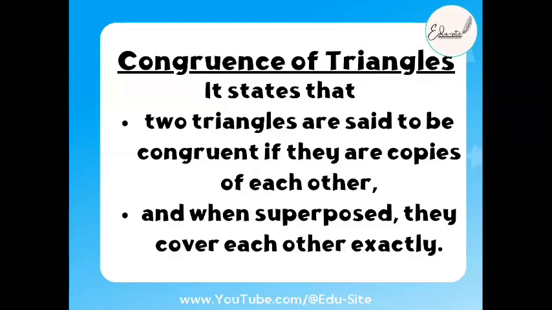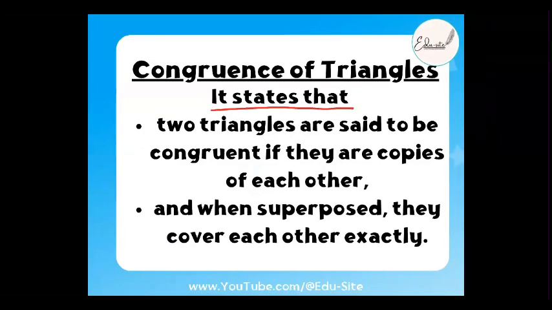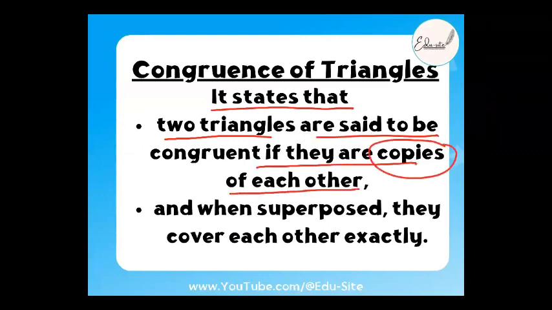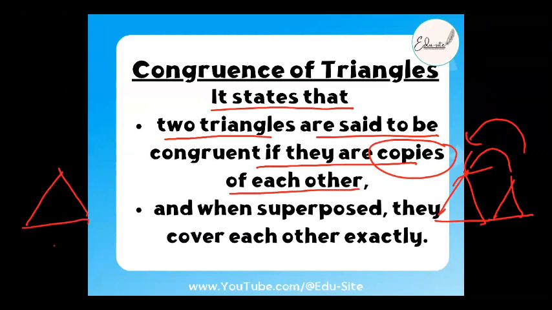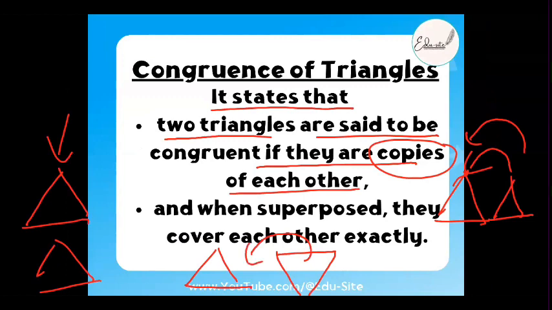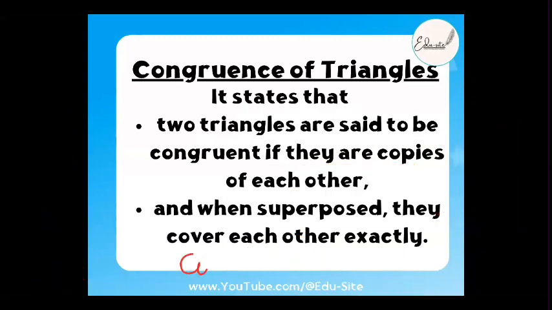So let's quickly see the congruency of triangles. What is the congruency of triangles? The rule for the congruency of triangles states that two triangles are said to be congruent if they are exact copies of each other, right? They should be exact copies of each other, and when they are superimposed on each other, they should exactly cover each other, okay? When they're superimposed on each other, one placed over the other, you should see the same figure. If you have this triangle and an inverted triangle, and you superimpose them, then you should get the same triangle, okay? Then both triangles are known as congruent, right?